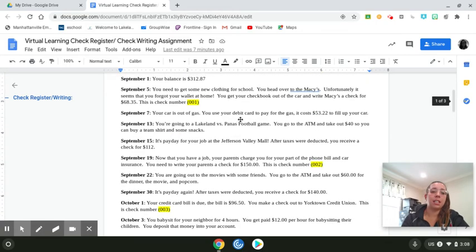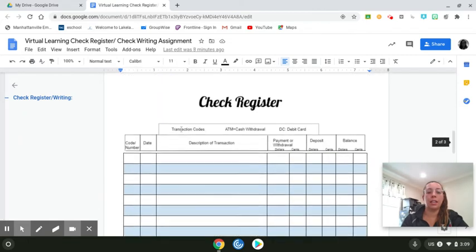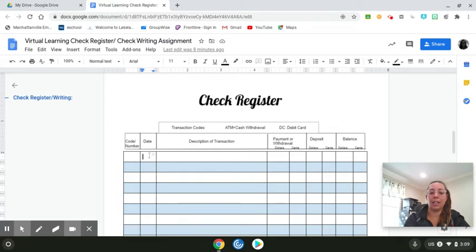So let's scroll up to the top, and it says September 1st. Our balance is $312.87. So we're going to scroll down, and in the date section, we're going to put a 9-1 because this is happening on September 1st. And description of transaction, I'm just going to put starting balance. This just lets me know that this is where we're beginning. This is how much I'm starting with. This is the first transaction.